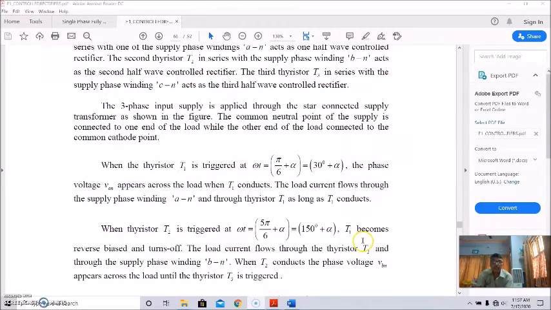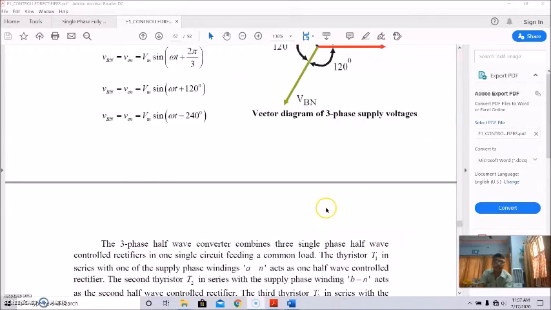So when the thyristor T1 is triggered, at omega t equal to pi by 6 plus alpha, that is, pi by 6 means 30 degrees plus alpha, where alpha is the trigger angle, the phase voltage VAN appears across the load as thyristor T1 conducts, and the load current flows through the supply phase winding AN and through the thyristor T1 as long as T1 conducts. So this is shown here.